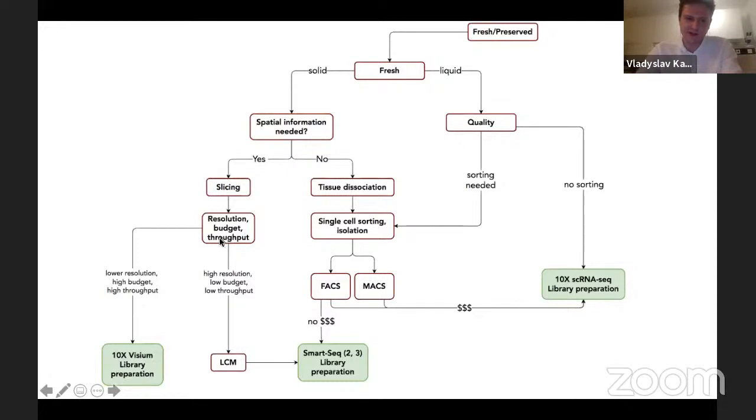If resolution is the priority, if you need a very high resolution and you are dealing with a low budget and low throughput, then you might use laser capture microdissection and afterwards SmartSeq library preparation. If the resolution is okay for you, if it's a little bit lower, and you have a lot of money and want a high throughput, you might use the 10x Visium library preparation workflow.